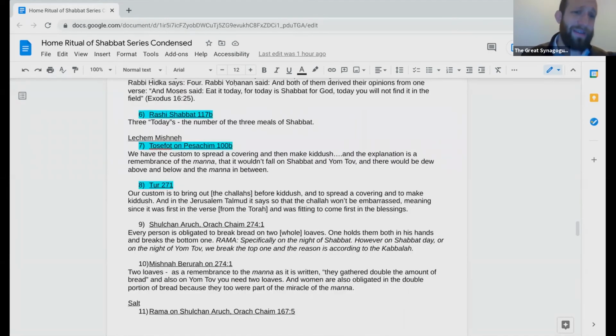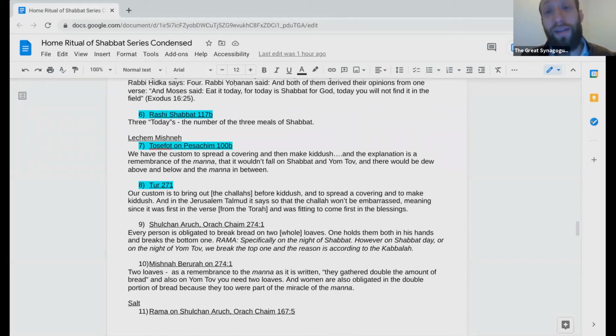Lechem Mishnah means that we have a double portion of bread on Shabbat. We have the custom to spread a covering and then make Kiddush. And the explanation is a remembrance of the manna, that it would fall on Shabbat and Yom Tov, and there would be dew above and below the manna in between.